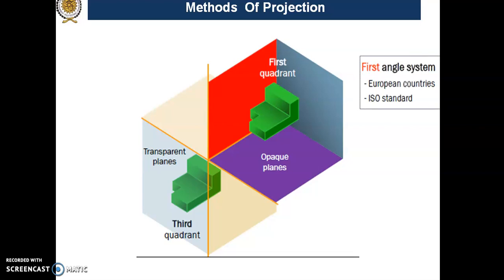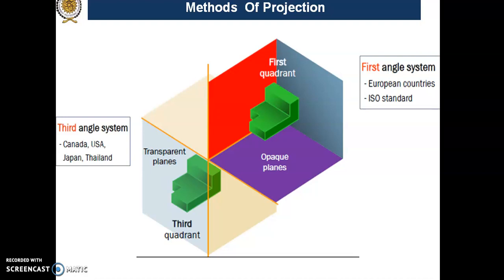It is used in European countries and is recommended by ISO and BIS since 1991. Whereas when the object is placed in the third quadrant and projections are carried out, then it is called the third angle method of projection. It is used in Canada, USA, Japan and Thailand.